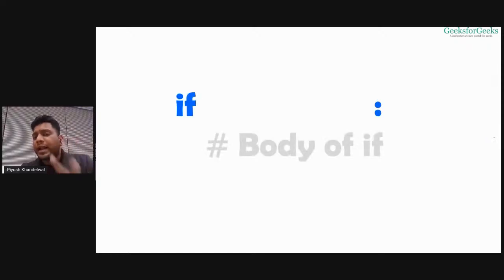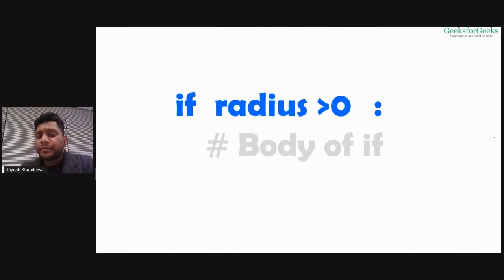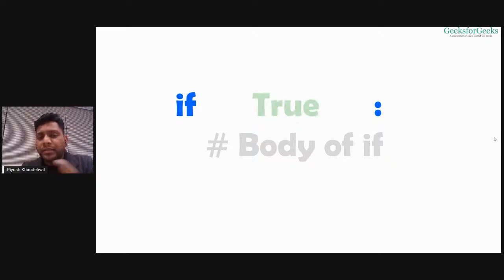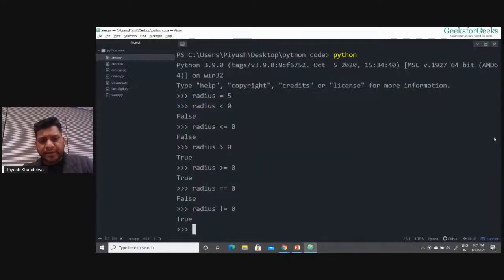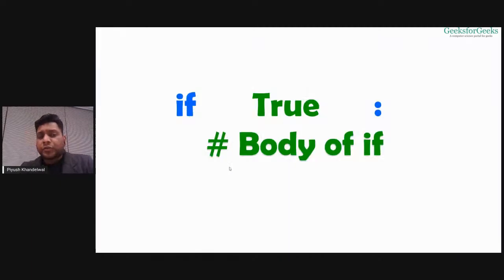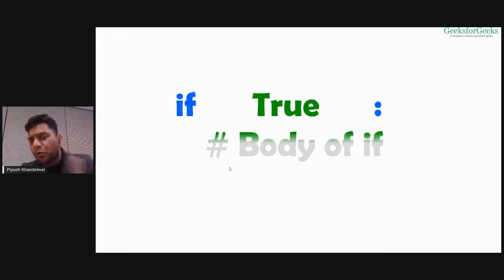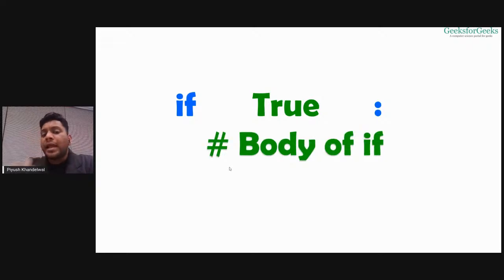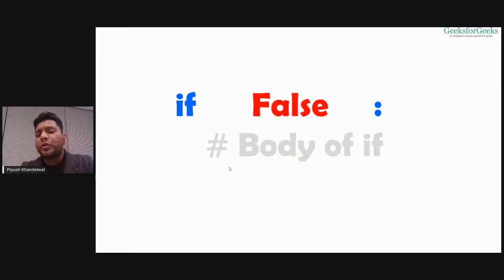Now I'll show you something. We saw in if we were writing some condition, right? And we have seen radius greater than 0. What was this radius greater than 0 giving me? It was giving me either True or False. Radius greater than 0, less than 0, it either returns True or False. So if radius greater than 0 gives me True, then the body of if will be executed. If the answer is False, then the body of if will not be executed, right?